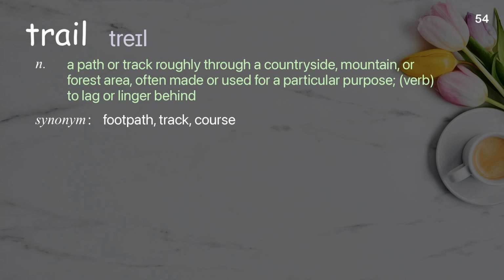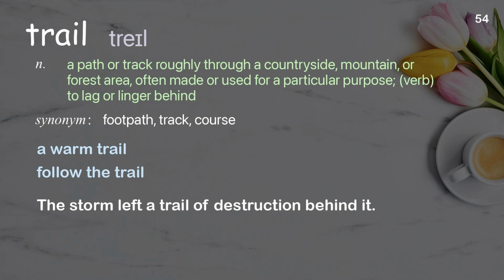Trail. A path or track through a countryside, mountain, or forest area, often made or used for a particular purpose. Verb: to lag or linger behind. Examples: A warm trail. Follow the trail. The storm left a trail of destruction behind it.